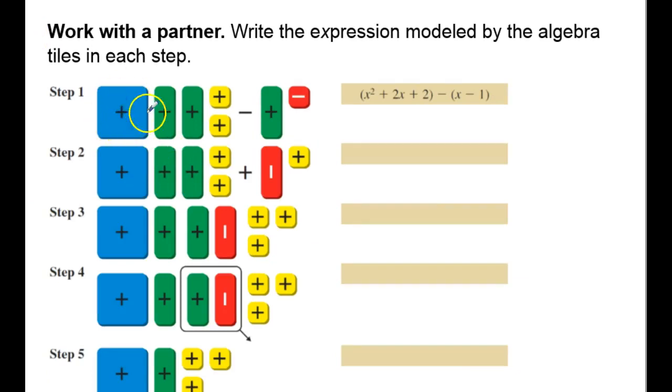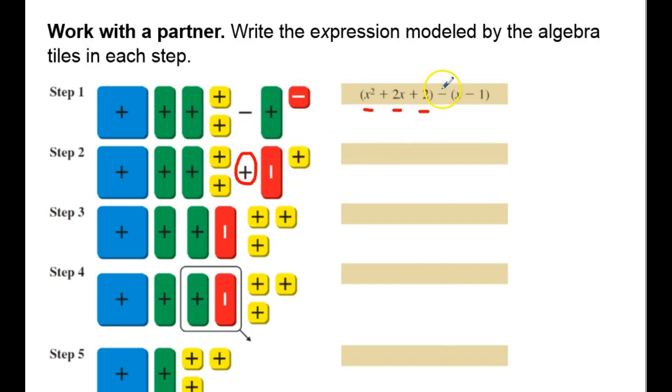So here I see this blue tile. This is going to be an x squared, as evidenced here, right? X squared. I have 2 x's and I have 2. So that's worth my 2x plus 2. And I'm subtracting a positive x and a negative 1. Right? So in order to combine my like terms, the sign right here has to be a positive. So I have to switch the color of both of these tiles.